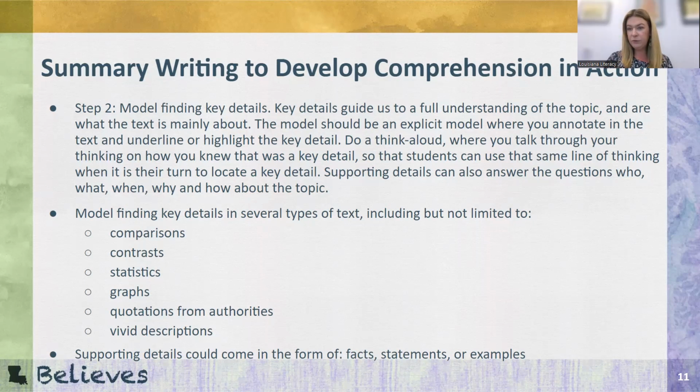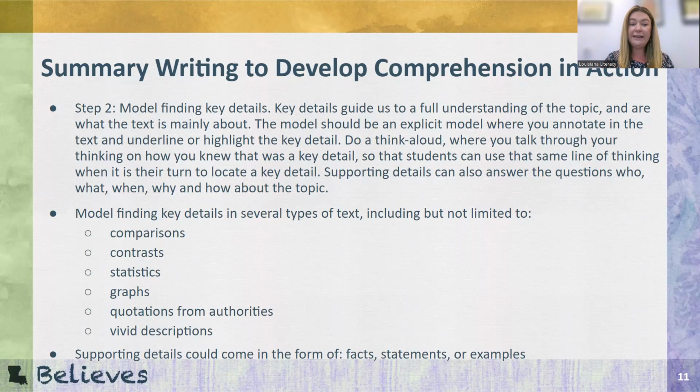So sometimes when we do this activity, or even when we ask students to annotate, we'll notice that if we give them a highlighter, sometimes the whole paragraph is highlighted, like they think the whole thing is important. This is a great time to pull them back in with that think aloud or that model, and start to help them own that same thinking that we have on how to determine if something is important or not. Supporting details can also answer the questions who, what, when, where, why, and how about the topic. And that can also go on your anchor chart, you know, when they're finding different key details. How do they do that?